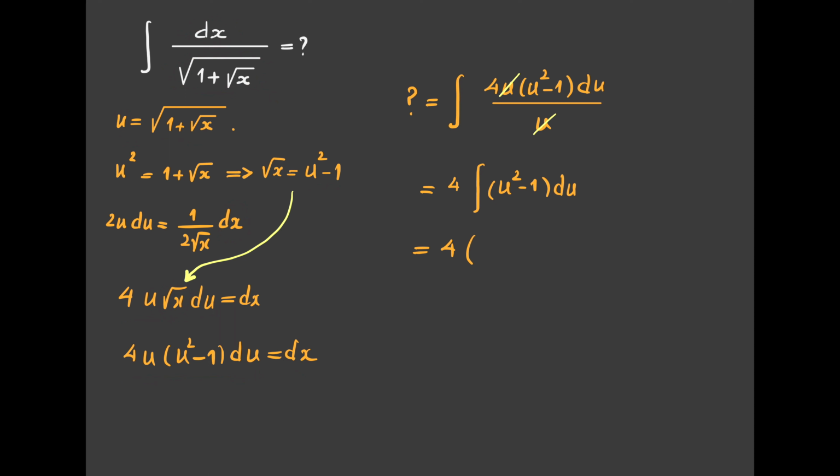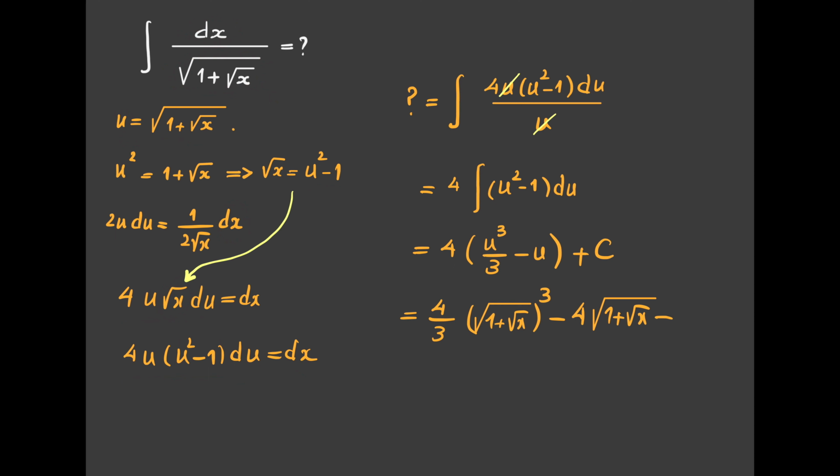So this is 4 times u to the power of 3 divided by 3 minus u. And what I need to do is just replace u with what I have. I will also prefer to multiply 4 in. So this is 4 over 3 times the square root of 1 plus square root of x to the power of 3, and then I have minus 4 times the square root of 1 plus square root of x. And by the way, I forgot to put my constant here, so I will add my constant here as well. So this is the final answer to the integral.